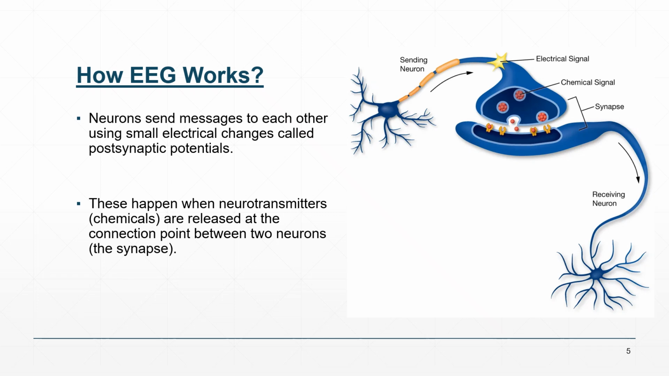Neurons send messages to each other using small electrical changes called postsynaptic potentials. These happen when neurotransmitters, chemicals, are released at the connection point between two neurons, the synapse. There are two main types: excitatory postsynaptic potentials and inhibitory postsynaptic potentials.